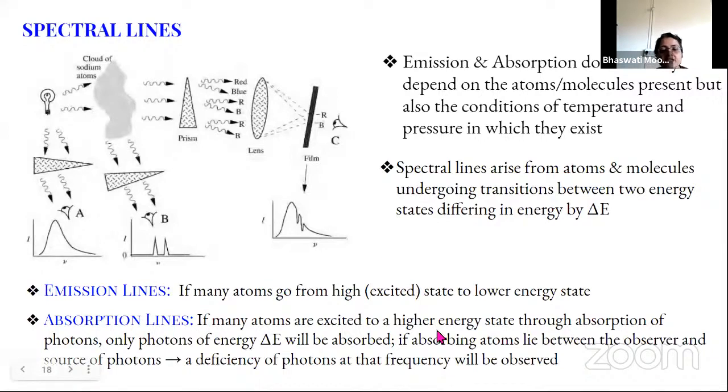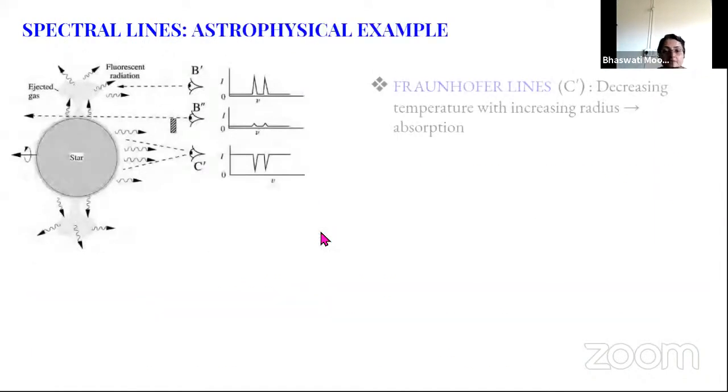So this is what is written here. If atoms are excited to a higher energy state through absorption of photons, only photons of energy delta E will be absorbed. That absorption will be confined to delta E, which is the difference in energy between the two concerned levels. If absorbing atoms lie between the observer and the source of photons, a deficiency of photons at these frequencies will be observed. So this explains why we see this in the case of the sun. The next one explains it more.